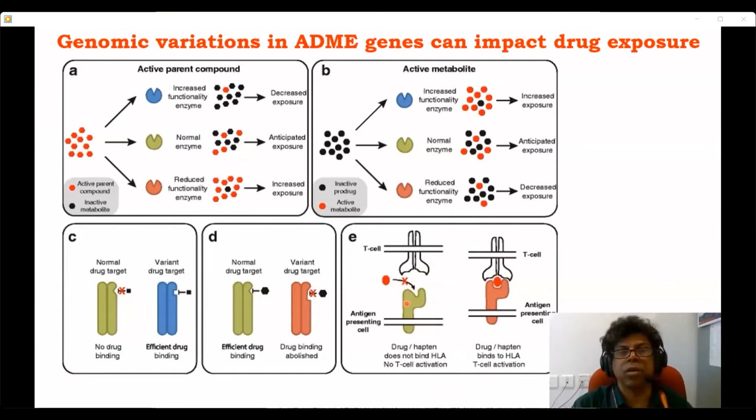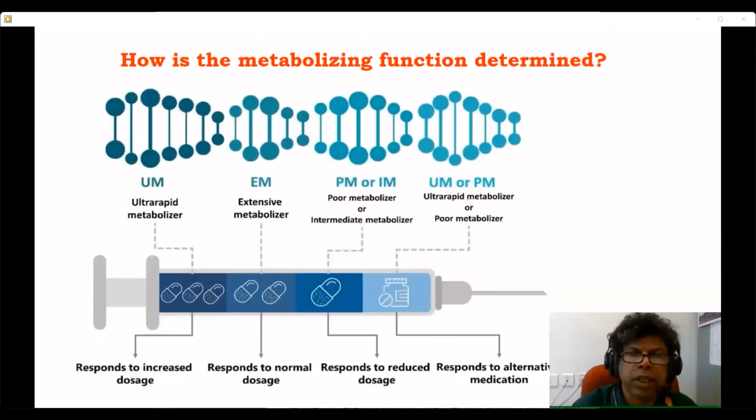And many drugs undergo metabolism through these mechanisms. And if there is a mutation, you will not have the desired effect. So how is the metabolizing function determined?